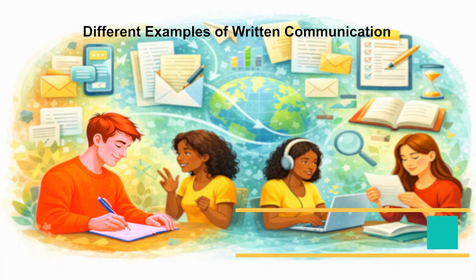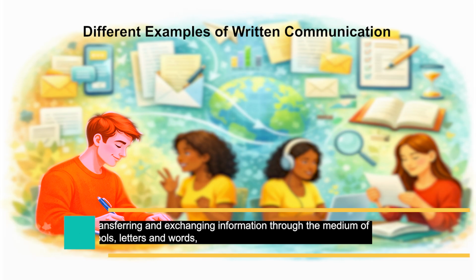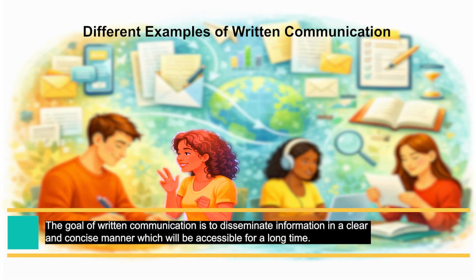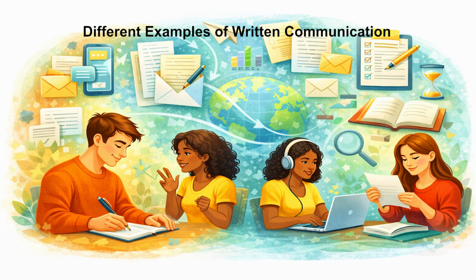Different examples of written communication. Now we come to the other side. What is this written communication? The act of transferring and exchanging information through the medium of written words, symbols, letters, alphabets. The goal of written communication is to disseminate information in a clear and concise manner which will be accessible for a long time. This is another major difference between oral communication and written communication, the longevity of what has been said. Oral communication will be lost to us after some time, but written communication tends to stay for a longer period.